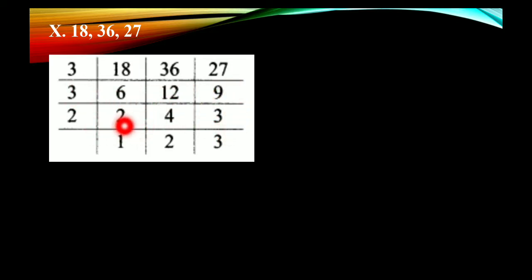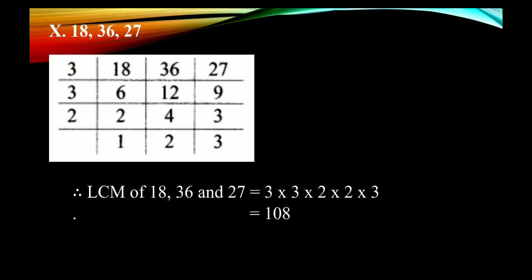So now if we see 2, 4 and 3, 4 is divisible by 2 and 2 is also there. So we will divide by 2. 2 1s are 2, 2 2s are 4, and 3 is not divisible by 2, so we will write 3 as it is. Therefore, the LCM of 18, 36 and 27 is 3 multiplied by 3 multiplied by 2 multiplied by 2 multiplied by 3. So our answer is 108.